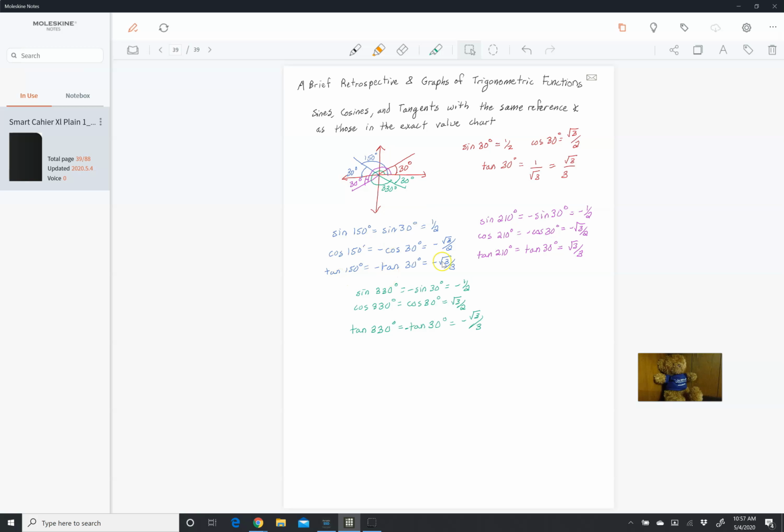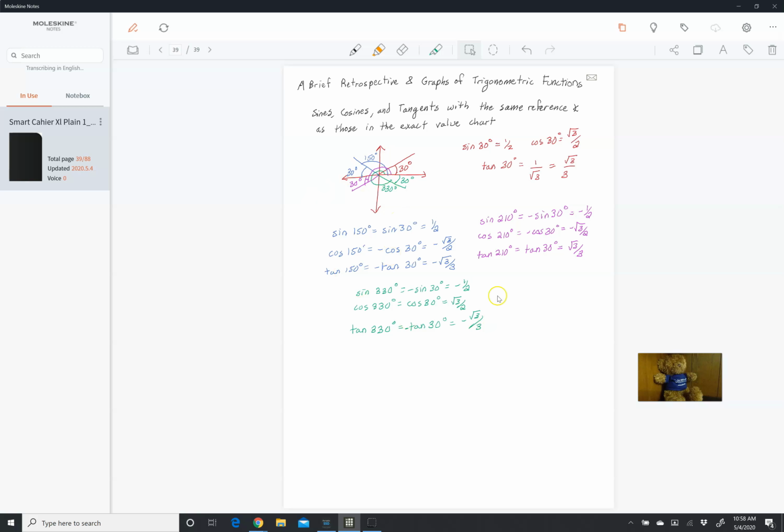Okay, so again, notice it's all the same numbers. It's just that sometimes it's positive, sometimes it's negative, depending upon what quadrant we are in and what trig function we're looking at. Okay, now we're not going to do this for 60 and 45, but we'll do it for 1 in each of them. Okay, so we won't do it for all 4 quadrants.